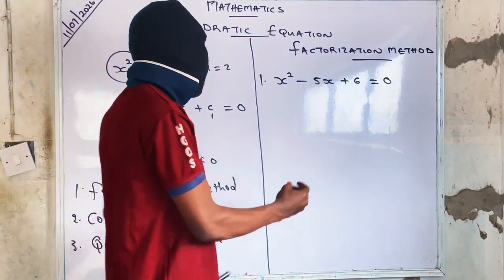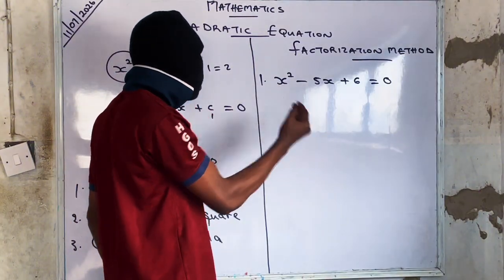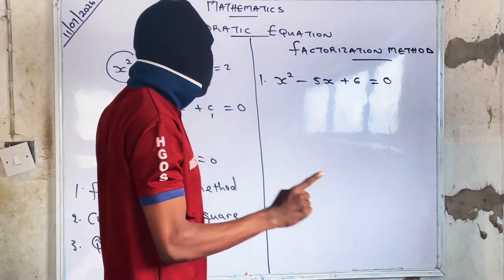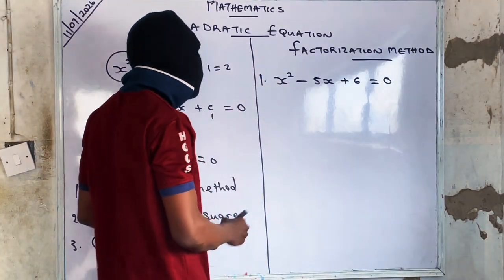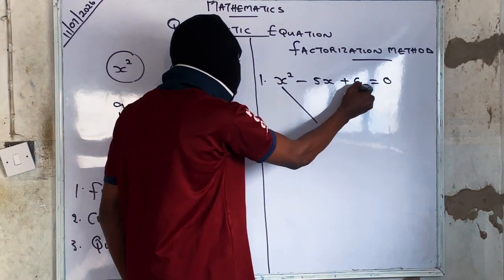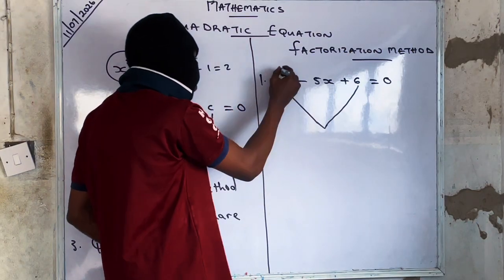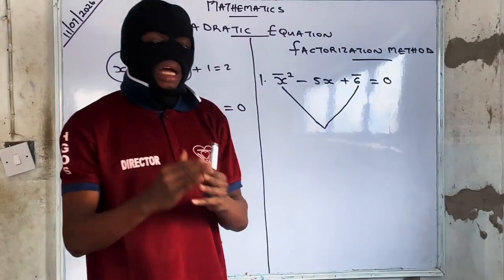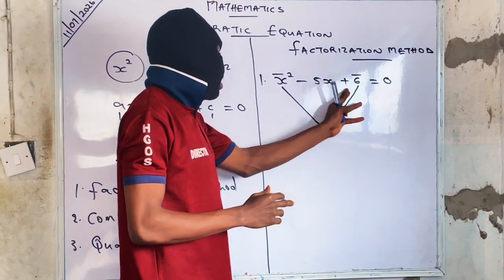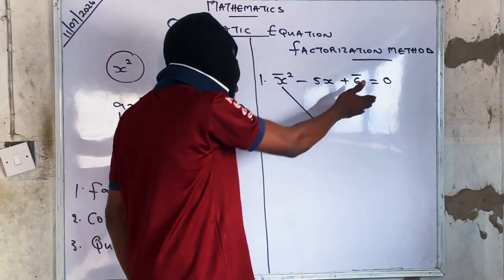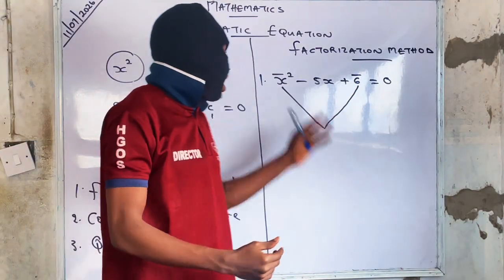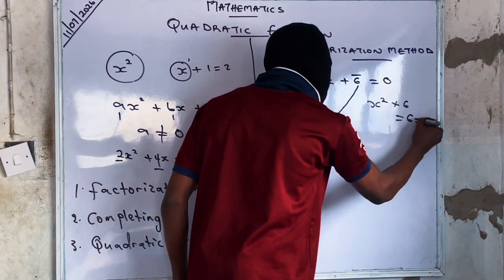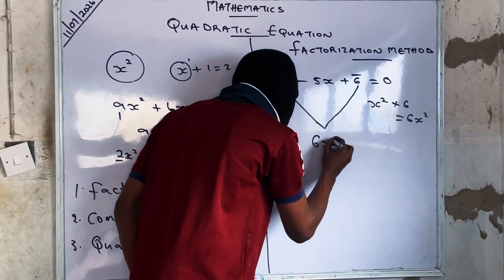Now, since you are having x squared minus 5x plus 6 equals 0, and you are using the factorization method, the first step you are going to take is multiplying this term and this term together. This is the first term, this is the last term. You are multiplying the first term and the last term together. That's x squared times 6. You understand? You are multiplying together. x squared times 6 will give you 6x squared. So you are having 6x squared.